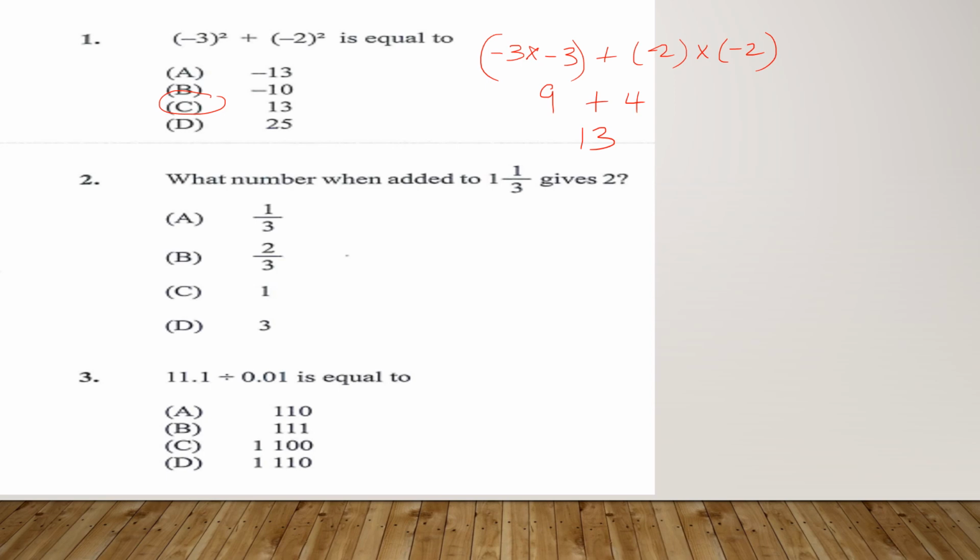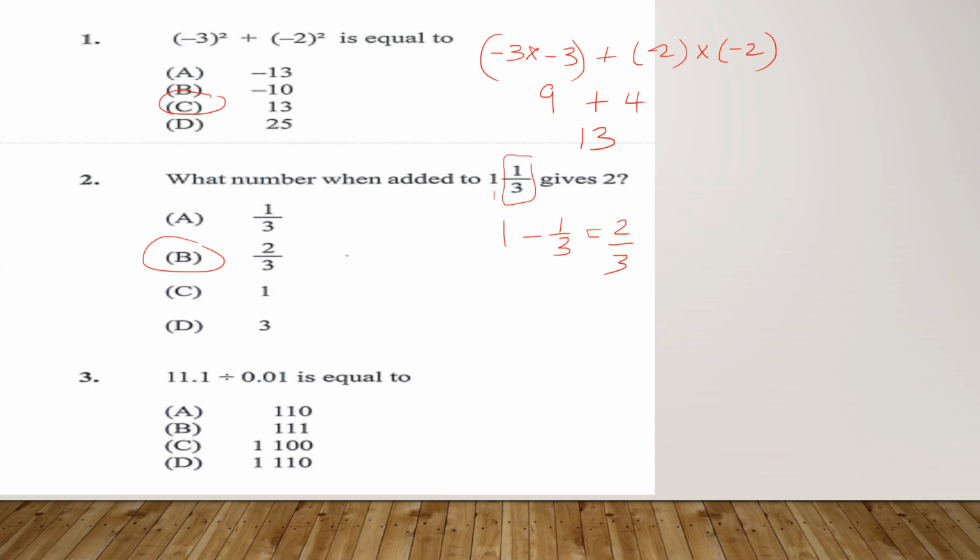Number 2, what number when added to 1 and a third gives 2? That's 2 over 3. So we know we have 1 already, but this 1/3, if you're taking 1/3 from 1, that's going to give us 2/3.